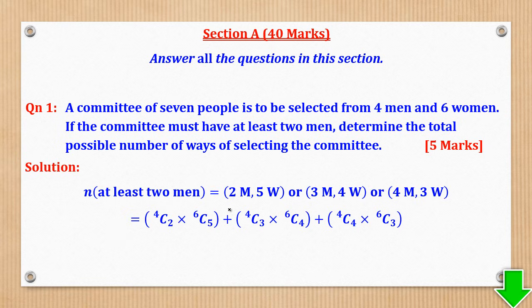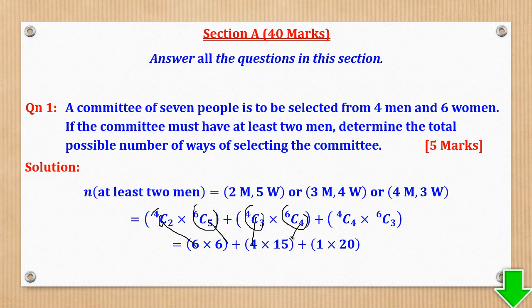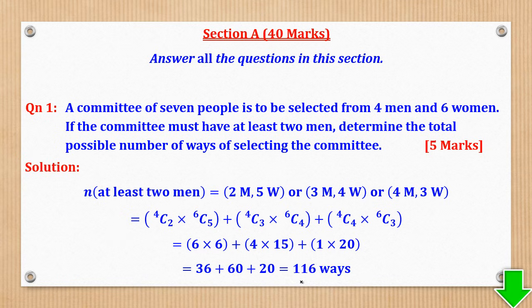Next is to use a calculator, because the calculator has this symbol of C. So 4 combination 2 is 6, 6 combination 5 is 6, 4 combination 3 is 4, 6 combination 4 is 15, 4 combination 4 is 1, and 6 combination 3 is 20. This multiplication is because of the word and, and this addition is because of the word or. When you do that, you shall come up with 116 ways, and that's what they wanted.